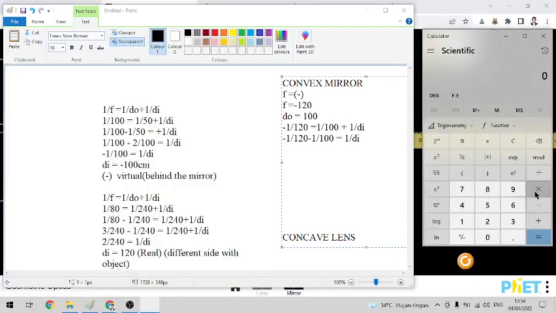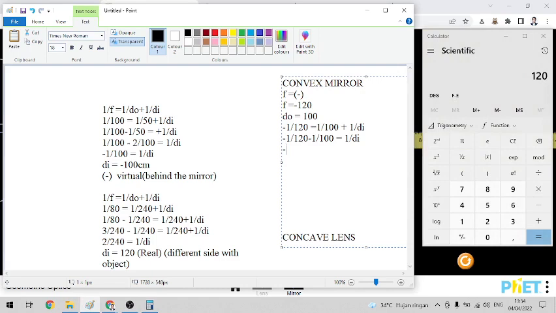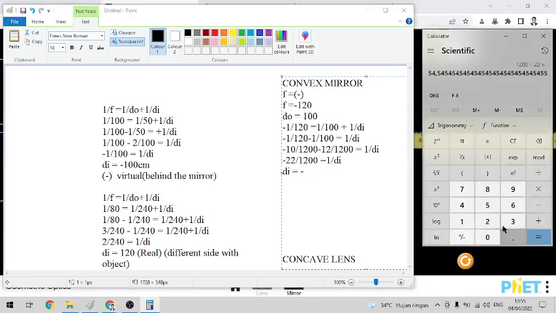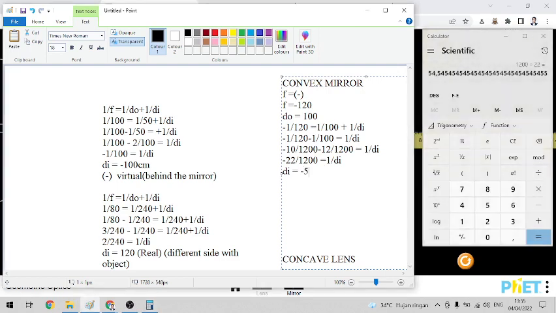Okay, and then this is minus 10 over 1200 minus 12 over 1200 equal to 1 over the I. So we get minus 22 divided by 1200 equal to 1 over the I. So we get the di become negative 54.5 centimeter. Okay, let's check.